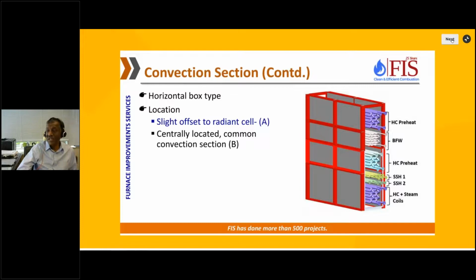Convection sections have typically been the same no matter whose furnace you are looking at. You will always have a horizontal box. It will be slightly offset. That's generally the design, and these are the different services we have in the convection sections.